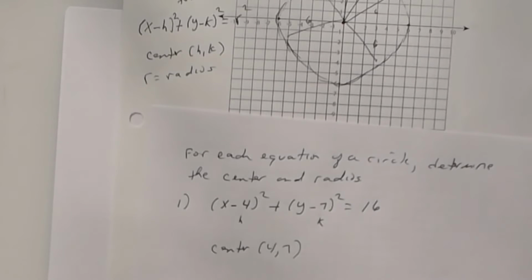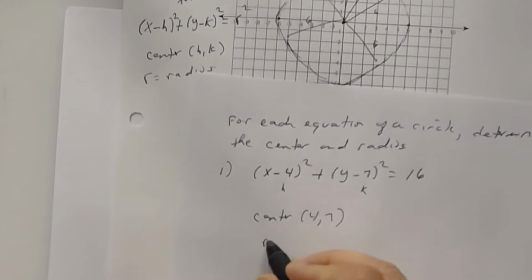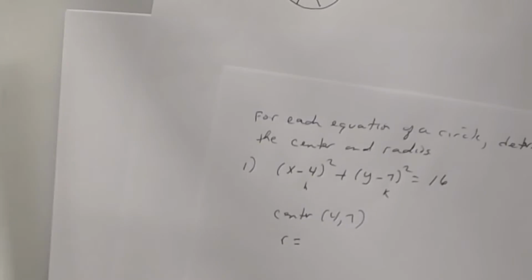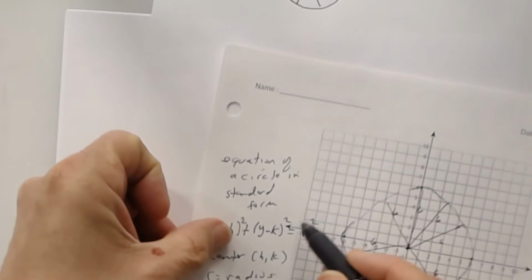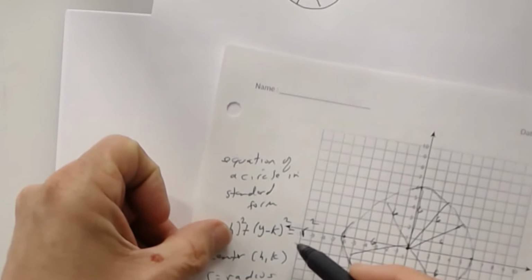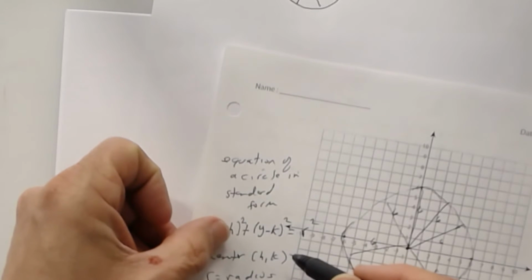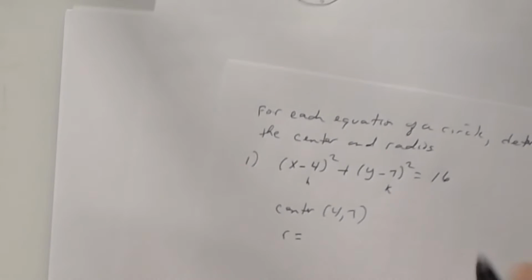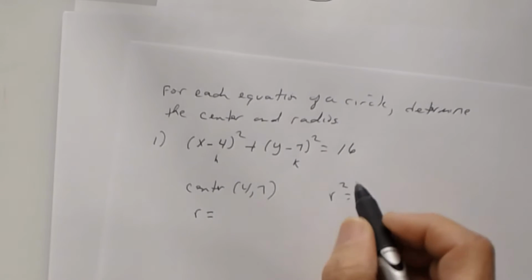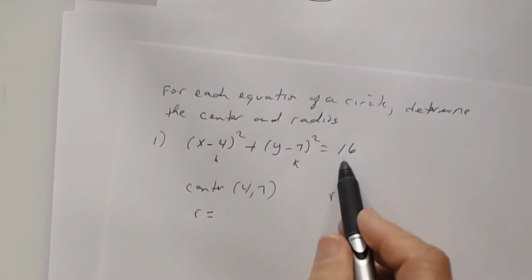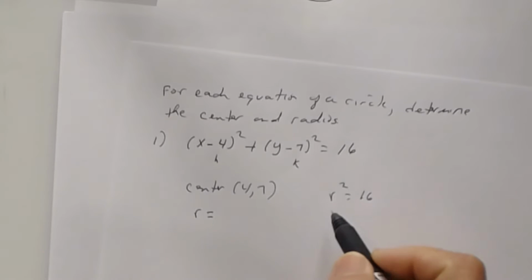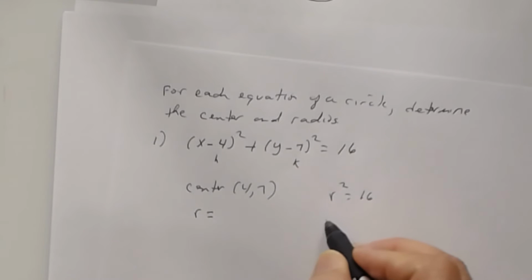Now, what is the radius? Okay, so if you look back at your formula, this is not r, but what? r squared, where r is the radius. So I want you to think about this. r squared is equal to what number? 16. So how do you get r by itself? Square root both sides. Yeah, you could have looked at it and said 4, right?